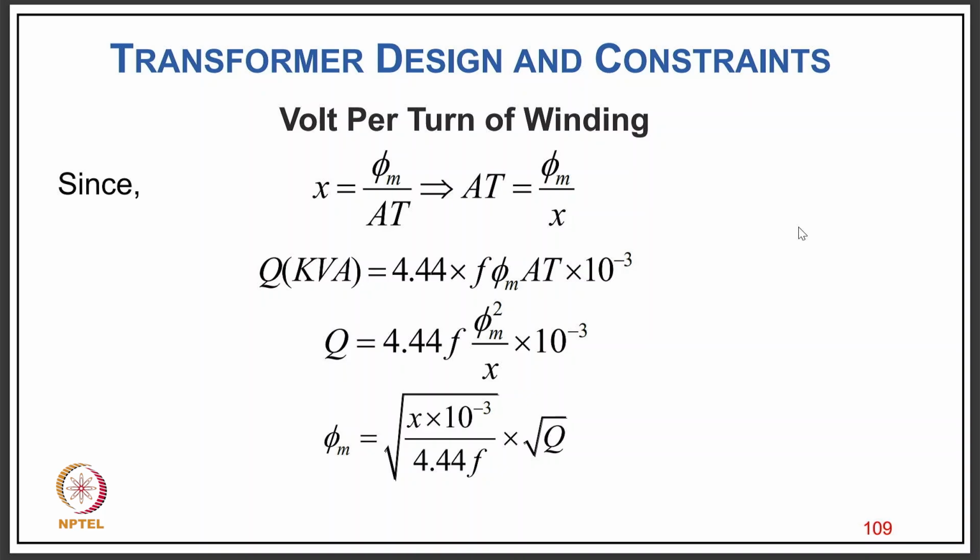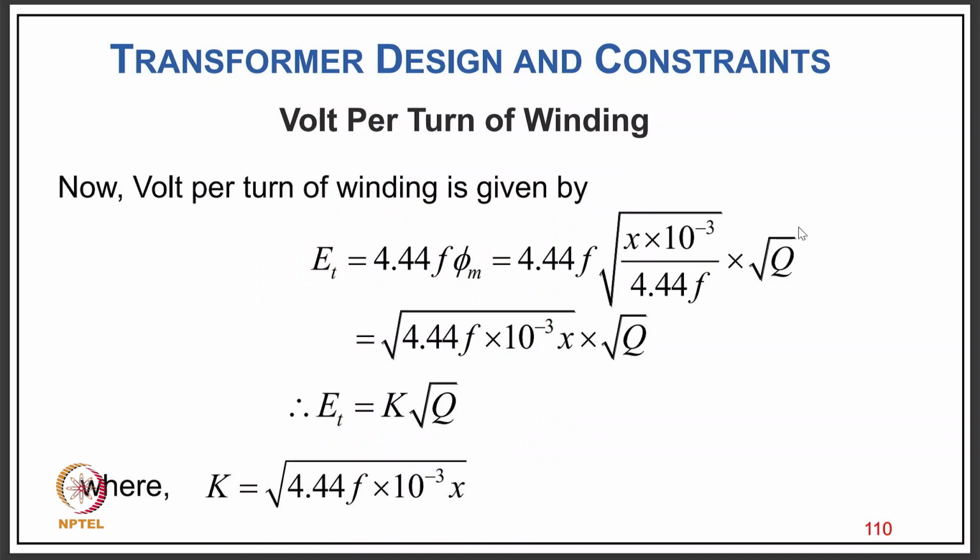And now we can define the output rating Q = 4.44 F phi m AT into 10 to the power minus 3, or we can say Q = 4.44 F into phi m square by X into 10 to the power minus 3, or we can say phi m is under root X into 10 to the power minus 3 divided by 4.44 F into under root Q. Now we can relate between ET and Q.